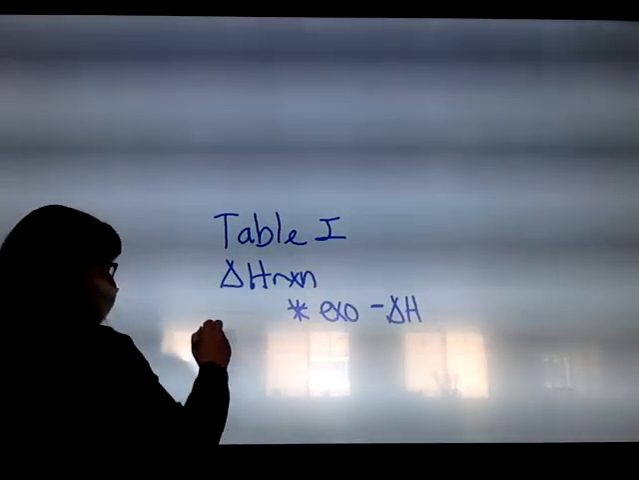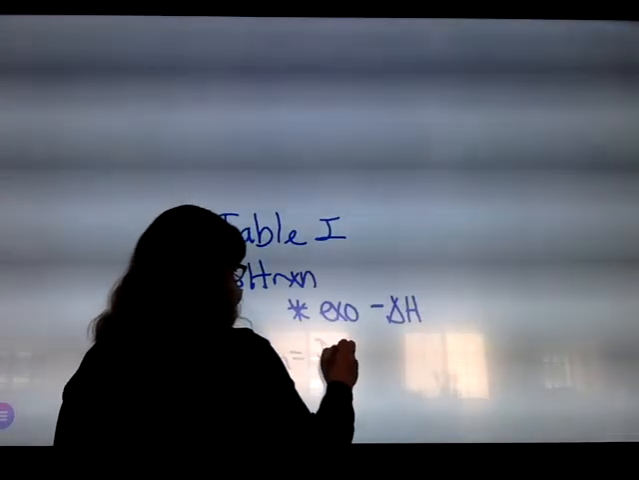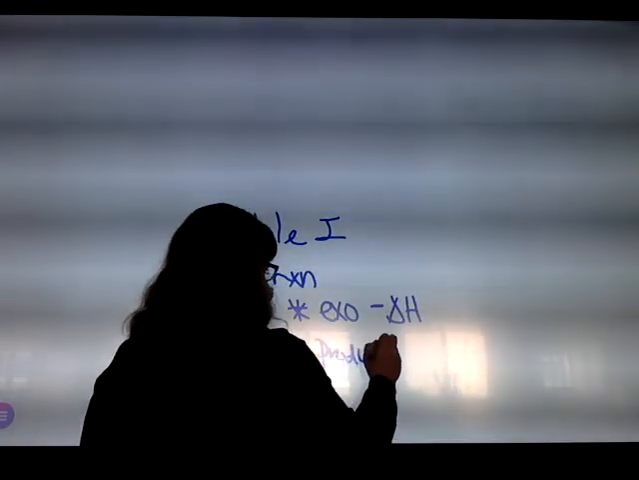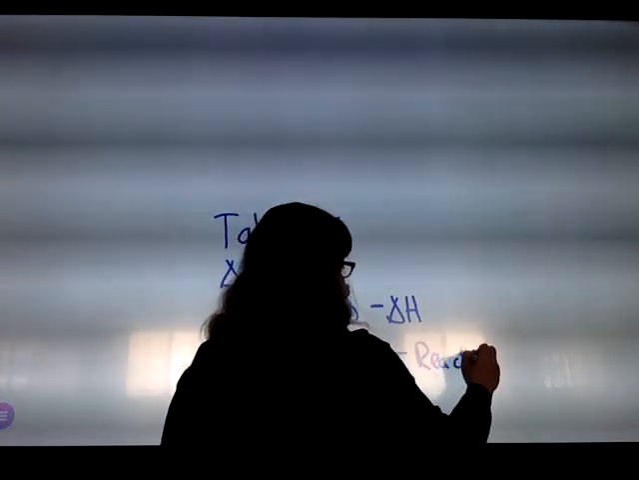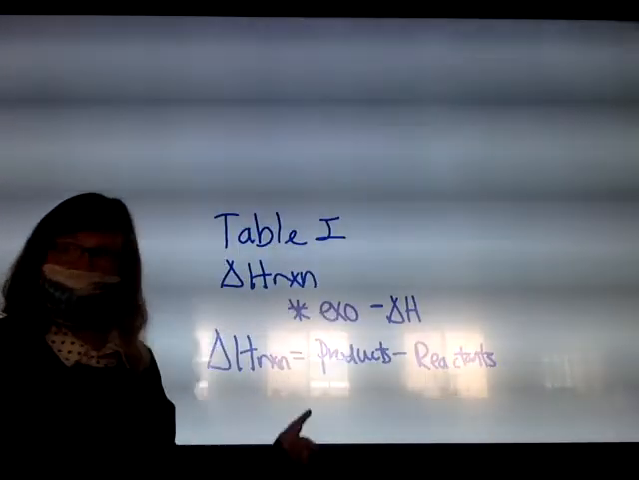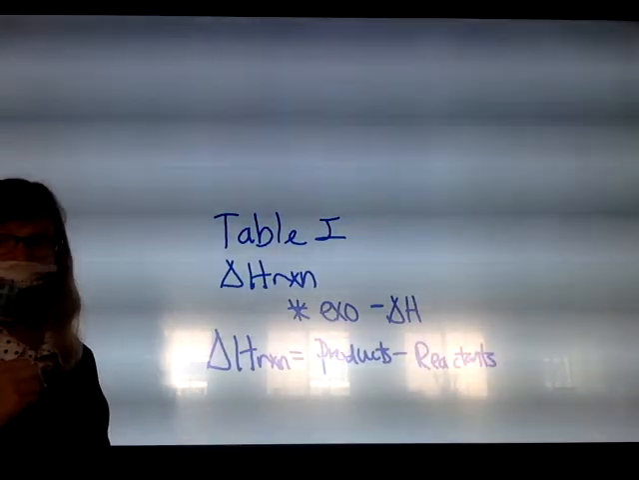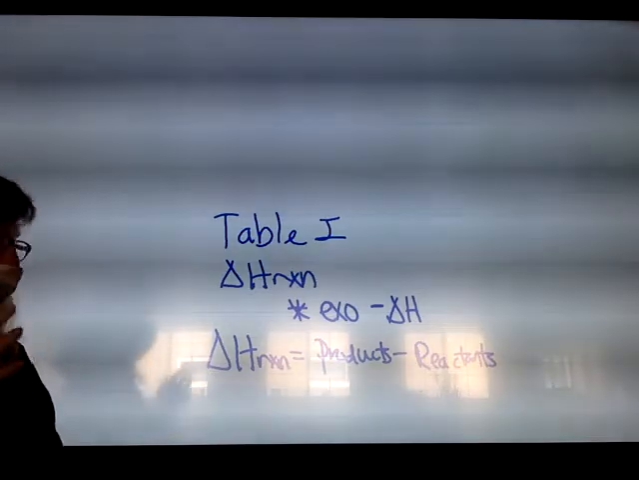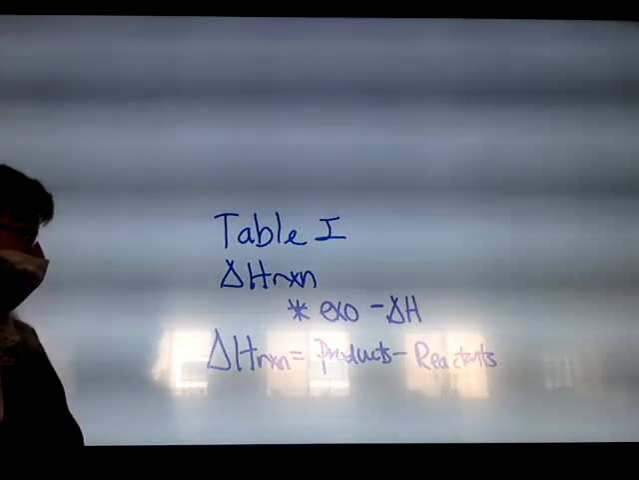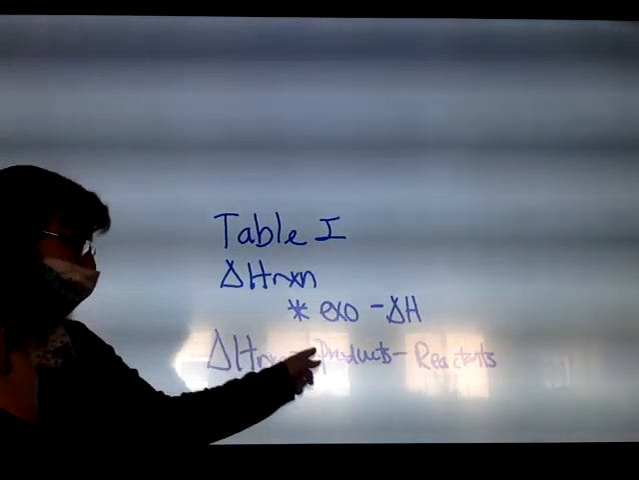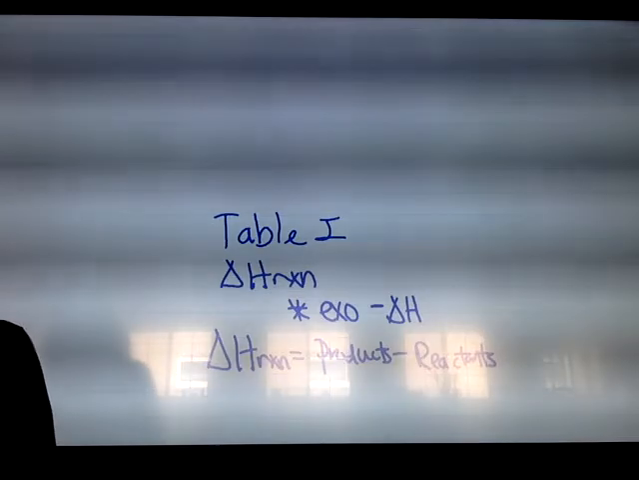The other thing you need to know about delta H of the reaction, it's always products minus reactants. It's reverse. Final minus initial. And you're going to find that a lot in science. So we always take the end first and subtract the beginning. So to get the correct delta H, products minus reactants. If you do it in the opposite direction, you're going to get it wrong every time.